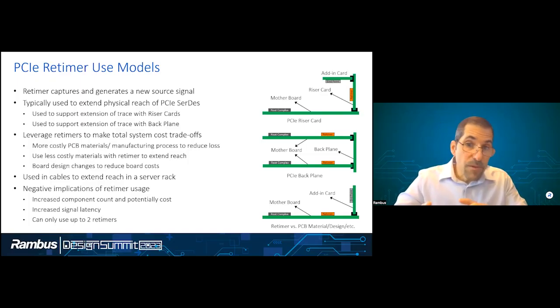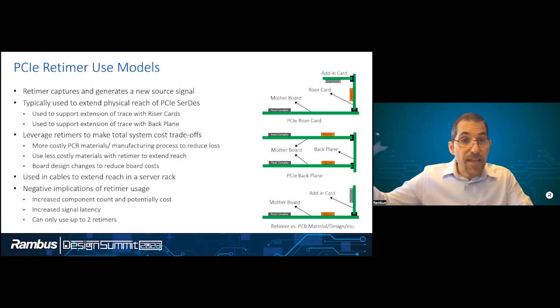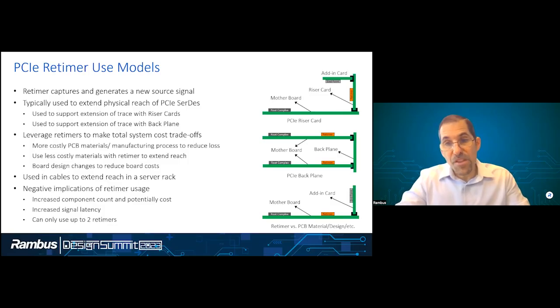So these are all different aspects associated with the potential of using retimer designs as these PCI Express data rates get faster and faster, and these designs get more and more complicated. Negative impacts are increased cost, increased latency, and you can only, per the spec, piggyback one retimer. So this all needs to be managed in system design that customers are putting together with their products.